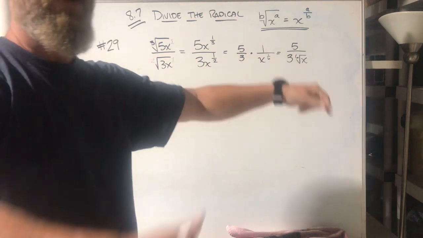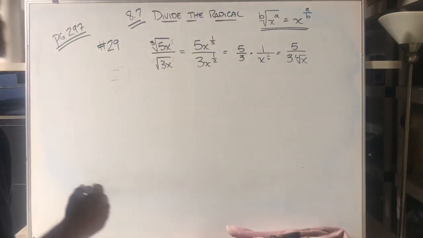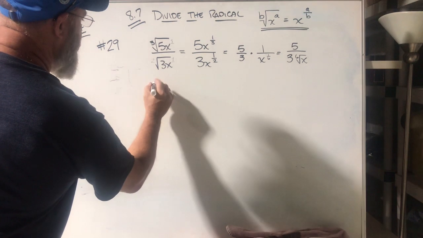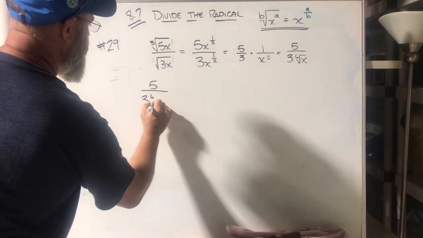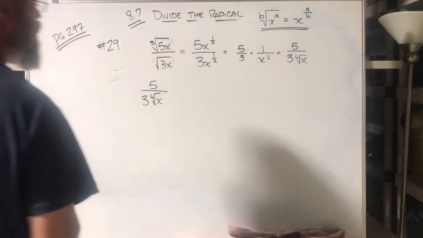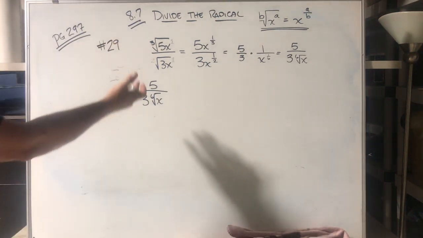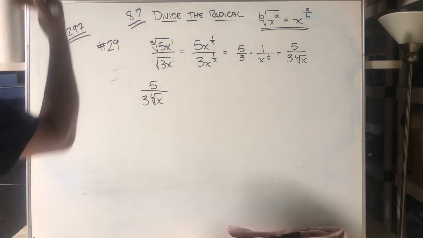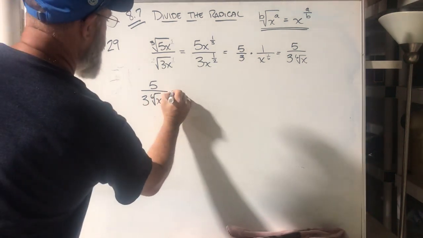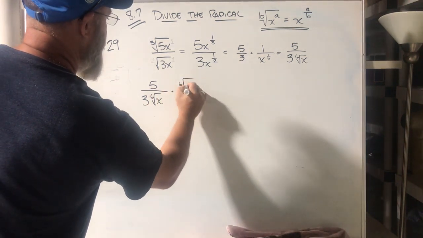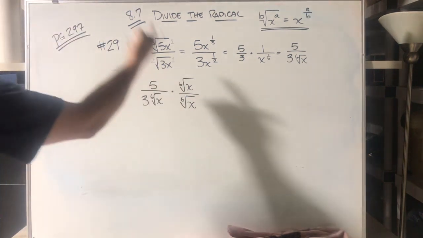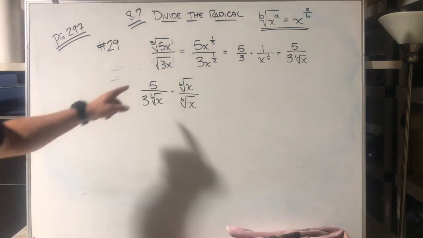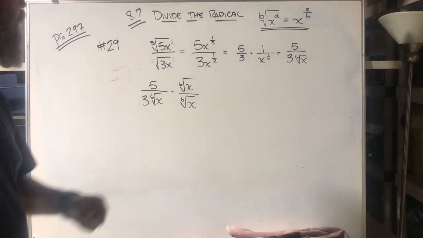No. So they're testing us. So I need to rewrite this. 5 over 3 to the 6th root of x. All right, and I have to multiply by something to get that radical out of there. So I'm going to multiply by the 6th root of x over the 6th root of x, which is basically just 1, right? I'm multiplying this by 1, all right?